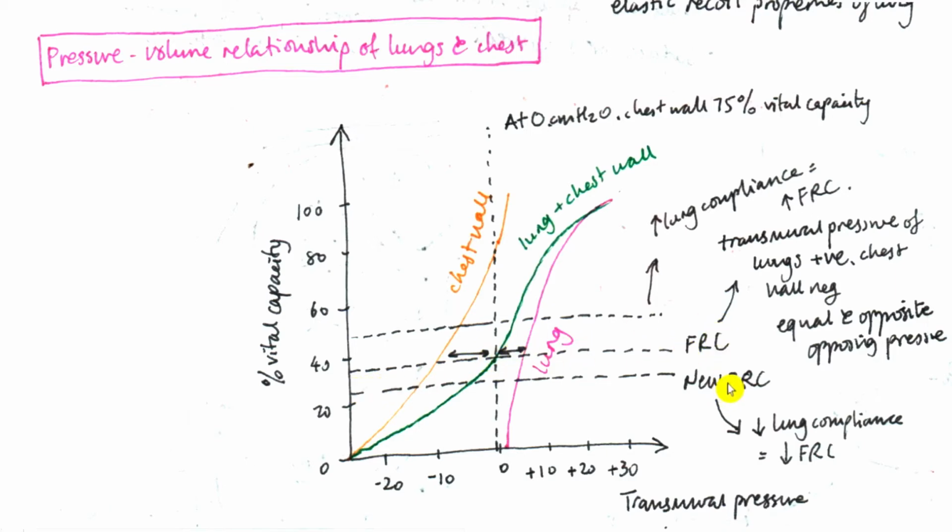Now, if someone has lung problems and they decrease their functional residual capacity, or they increase their functional residual capacity, then the lung compliance changes. So with decreased functional residual capacity, you have decreased lung compliance. The lung is more stiff, and you have a negative pressure, so the lung is tending to collapse.